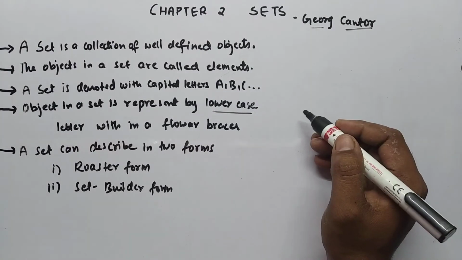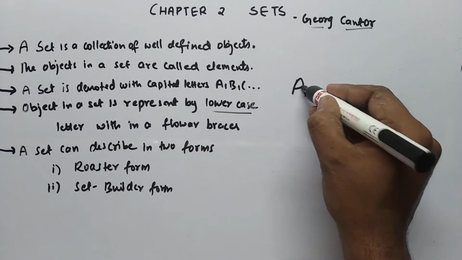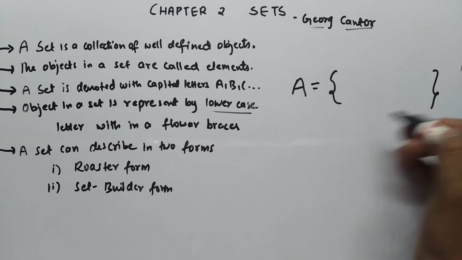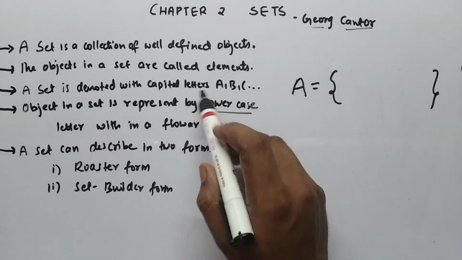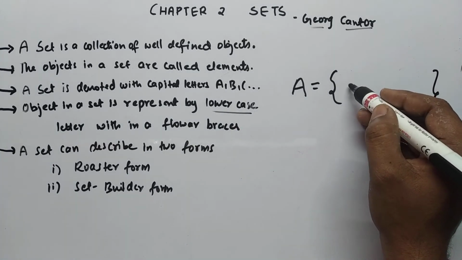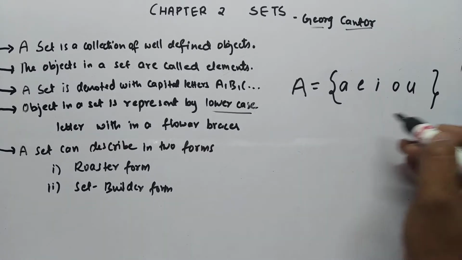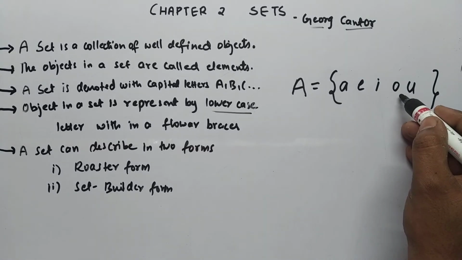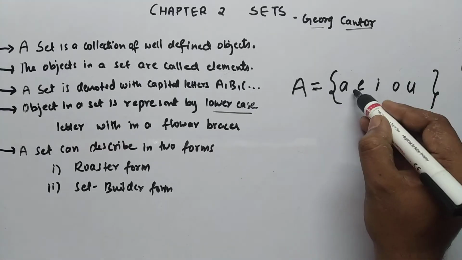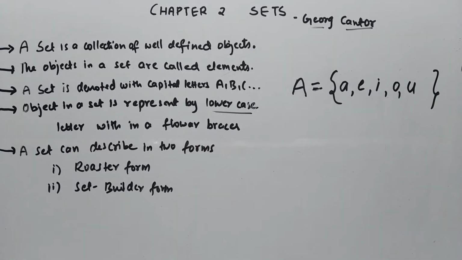Let me take the set of vowels. To write the set of vowels, we represent it with capital letter A, and inside the flower braces we write the objects, which are nothing but elements. The vowels of the English alphabet are a, e, i, o, u. These elements are represented inside the braces in lower case, separated by commas. This is the roster form.